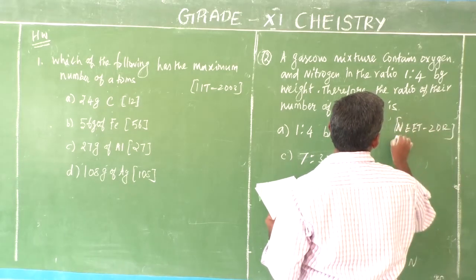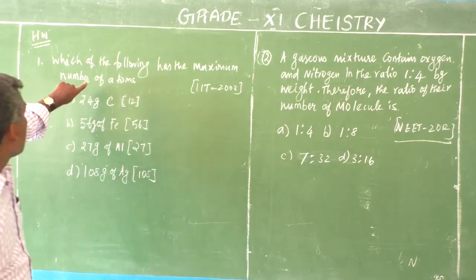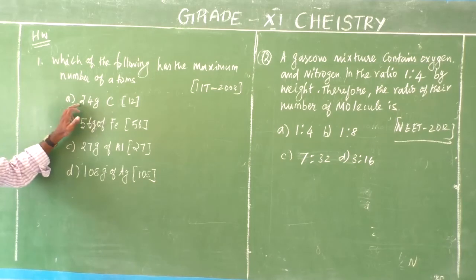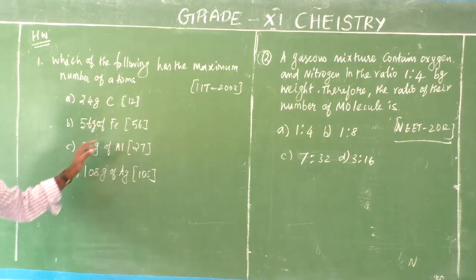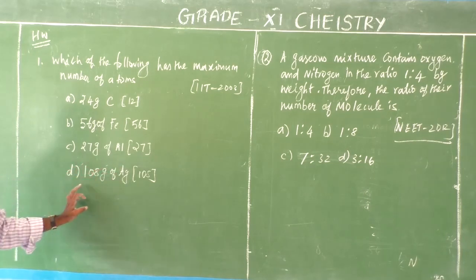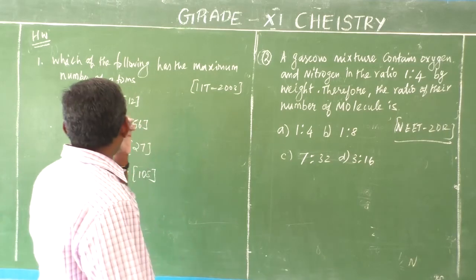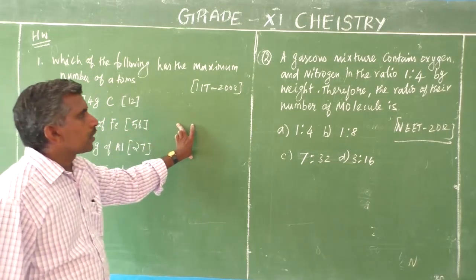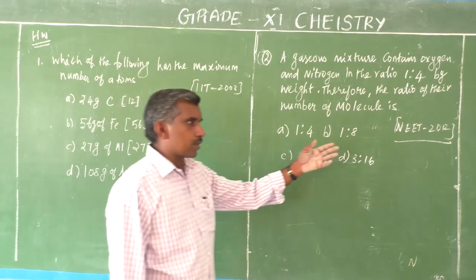2012 question. What is the question? First question: which of the following has the maximum number of atoms? Option A 24 gram, how many atoms? 56 gram, how many atoms? 27 gram, how many atoms? And 108. Which has the maximum number of atoms? This is an IIT question, the very easiest question. Now the second is tough, a neat question.